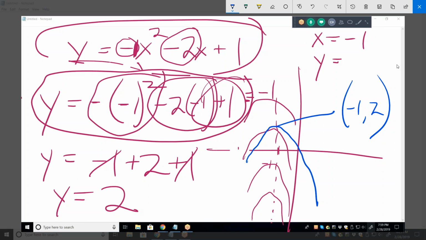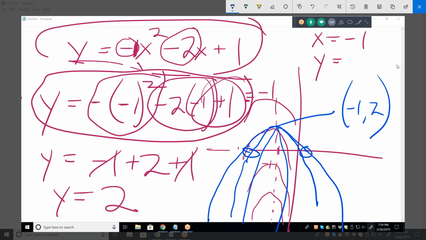Now, the only thing we don't know is the other 2 points. In other words, is it a parabola like my blue graph, or is it a parabola like this, or is it a parabola like this? In other words, we still don't know whether it's skinny or fat. That's why we have to find the other 2 points. Now, the easiest way to find those other 2 points is not necessarily to find the x-intercepts. It's actually far easier to find the y-intercept.